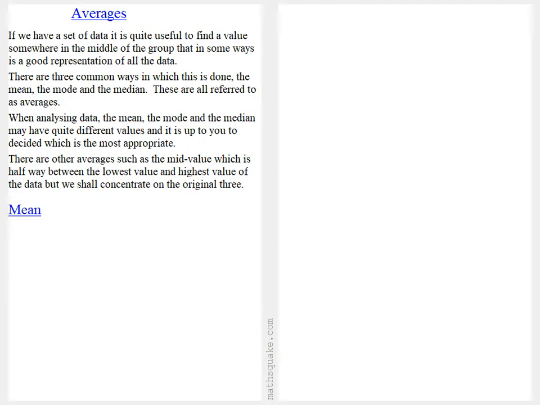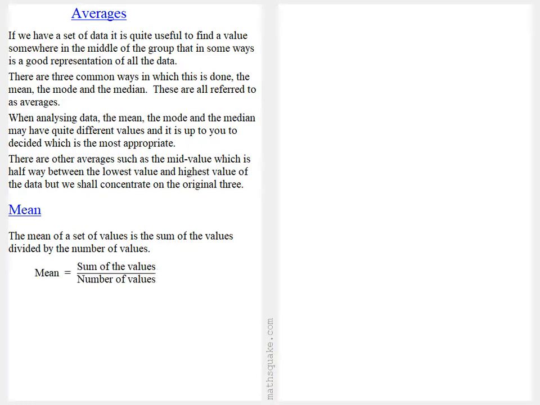When most people talk about an average, they usually refer to the mean. The mean of a set of values is the sum of the values divided by the number of values. In other words, if you've got a list of numbers, you add the numbers together and then divide by the number of numbers. So, the mean is equal to the sum of the values divided by the number of values.